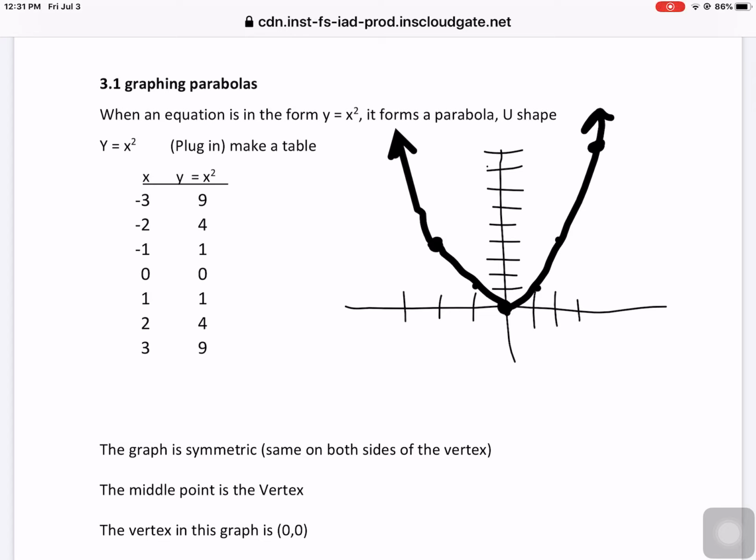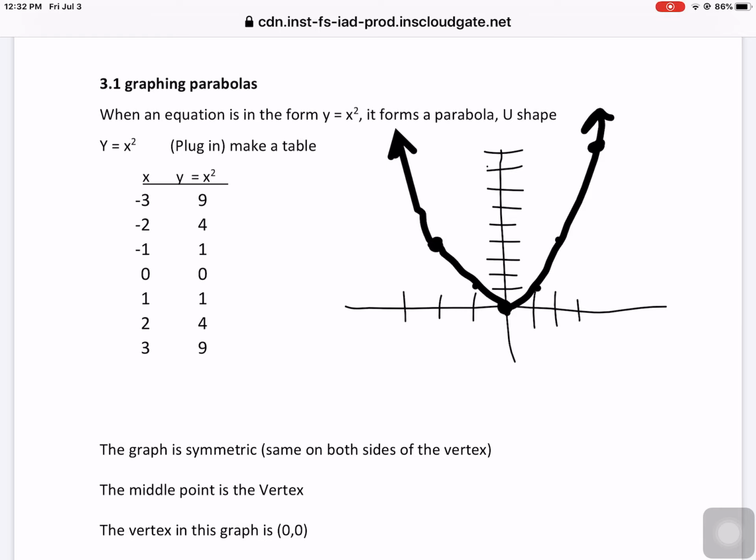3.1 Graphing parabolas. When an equation is in the form y equals x squared, it forms a parabola, which is a U shape. Y equals x squared. Plug in and make a table. So we're just going to plug in numbers for x and see what we get for y. The equation means whatever you put in for x, that's the y that goes with it.